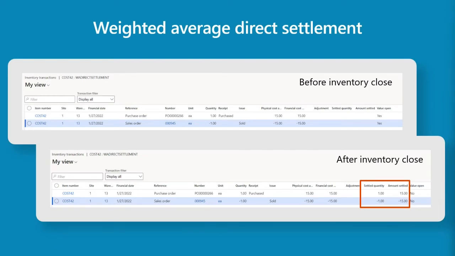After you run the inventory close, you will notice that there are no weighted average inventory close transactions created. Instead, we get a direct settlement between the 2 posted transactions, and they are marked fully closed by the system. Direct settlements occur in 2 cases: where there is only 1 receipt transaction in the period with no beginning on-hand inventory, or when there are only issue transactions during the period.